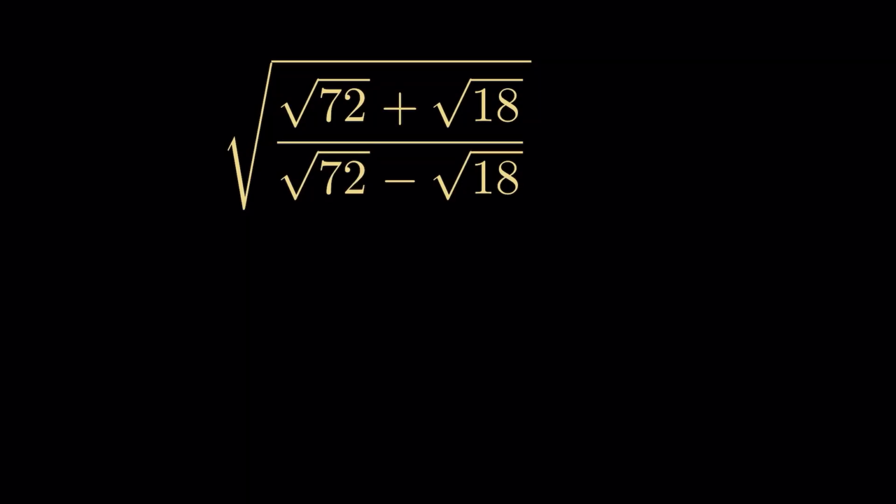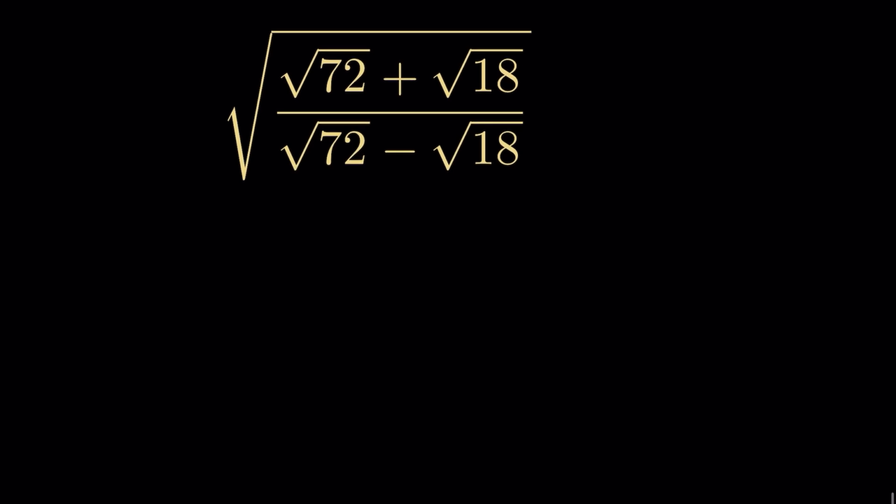Square root of (72 plus square root of 18) upon (square root of 72 minus square root of 18), all under square root. We have to simplify this. So first we will simplify each of the radicals. There are two methods that we can simplify this question. Let's use the first method. In the first method we will first simplify the radicals itself.